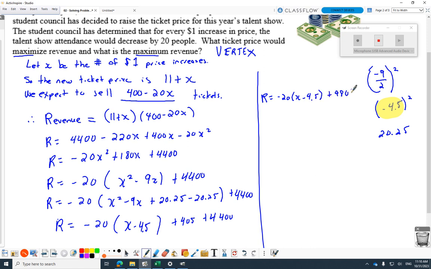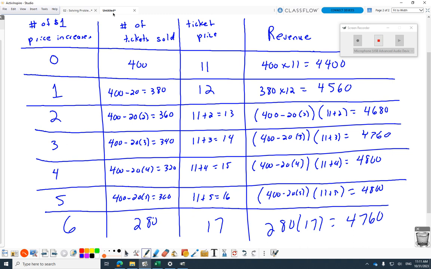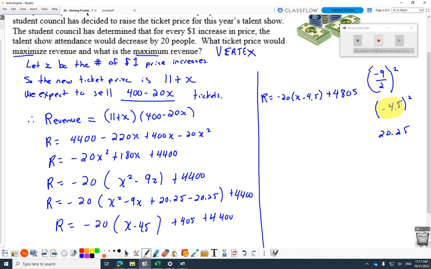I don't like how small that's getting. There. The maximum will be when X is 4 point. That's why that other table was so weird. We were arguing, should it be 4 or 5? The math goes, neither of those. 4.5. And I'm going to make $4,805.